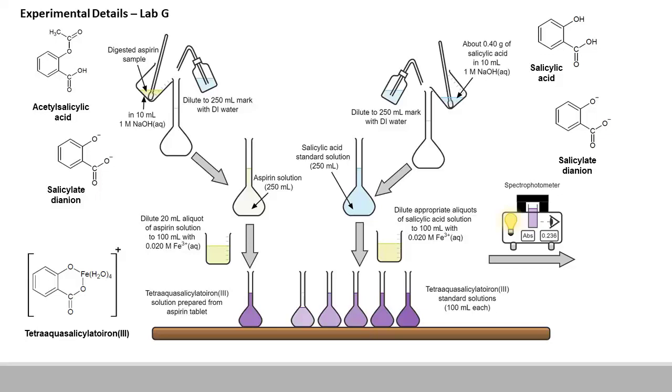Both of these solutions are further diluted with 0.020 molar iron(III) solution to produce the tetra-aqua salicylato iron(III) complex, which results in a purple color. The intensity of the color is proportional to the amount of complex, and therefore to the amount of the salicylate dianion. It is also proportional, therefore, to the amount of salicylic acid in the standards and the amount of acetylsalicylic acid in the aspirin solution.